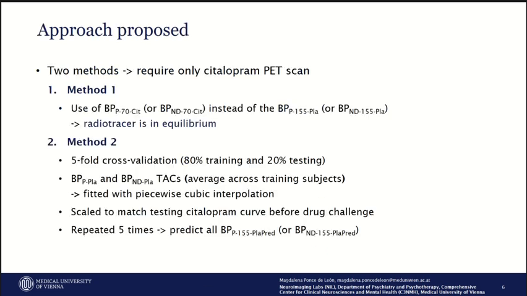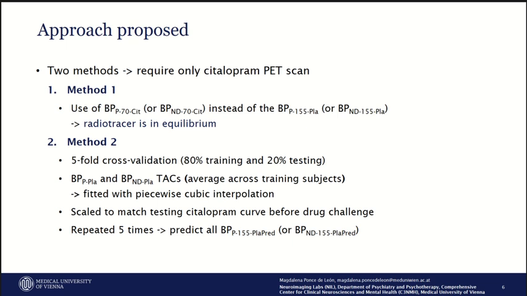We proposed 2 methods which require only the citalopram scan. The first one uses BPP 70 of the citalopram scan instead of BPP 155 of the placebo. The same was done for BPND. This was possible as the radiotracer is already in equilibrium after 60 minutes.